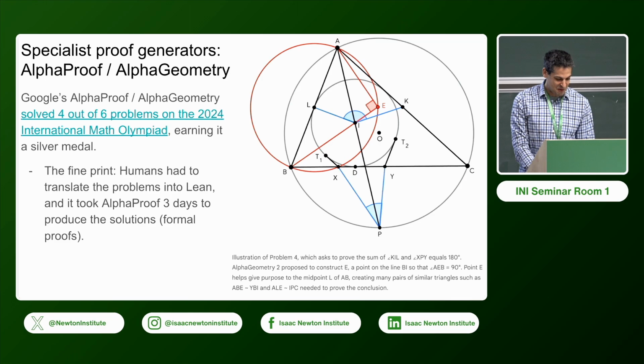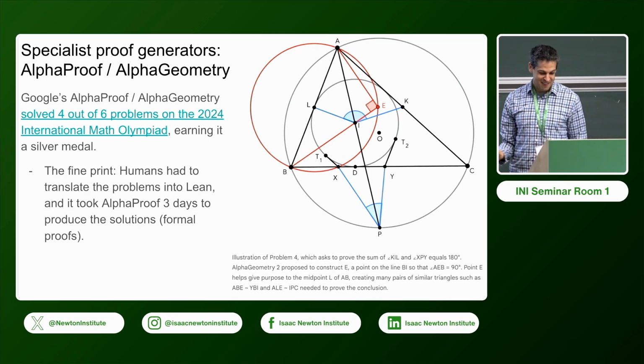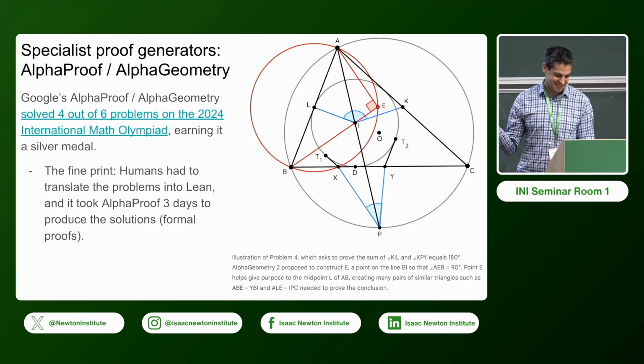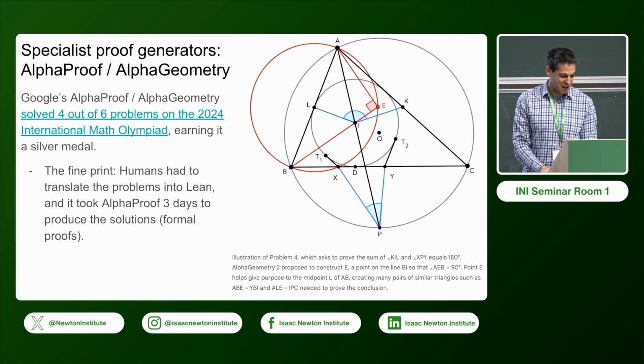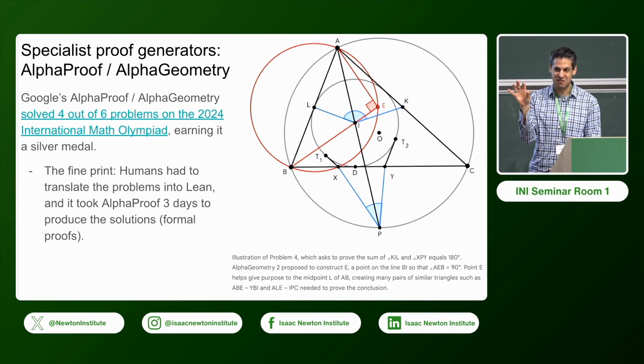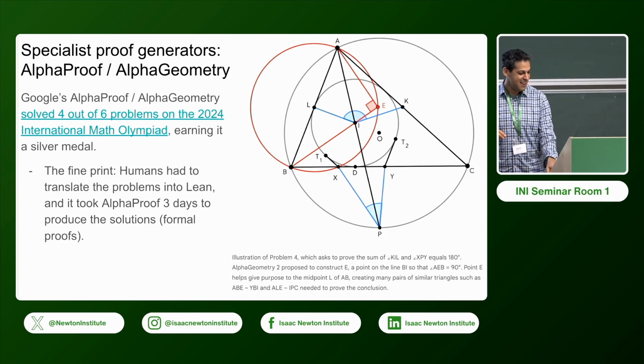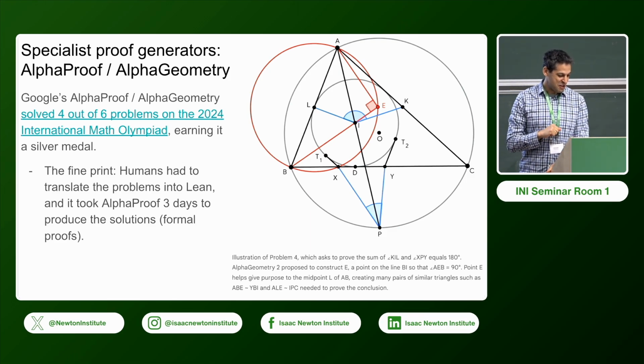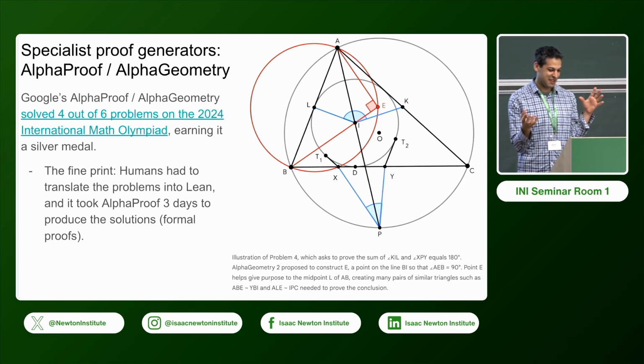There is some fine print here. In order to produce this impressive proof, it wasn't enough to just give it the natural language description of the IMO problem. So, humans had to translate the problem into Lean, which is a language for working with formal proofs. And then once it had the Lean statement of the problem, it was able to produce a formal proof in Lean.